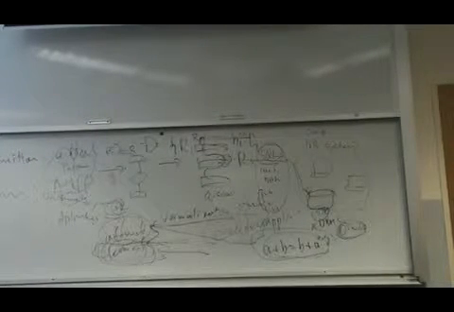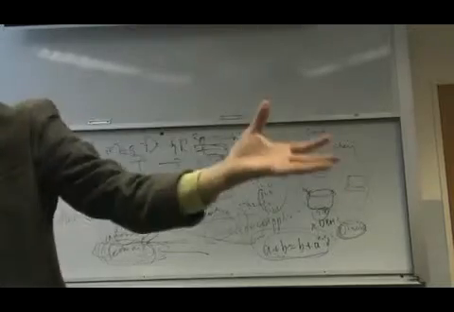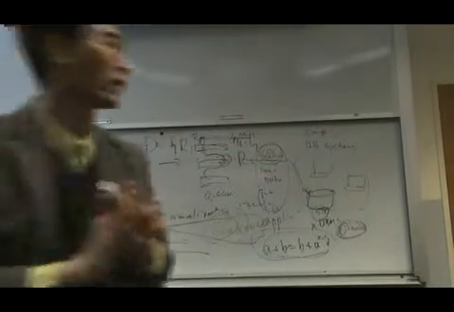So this room is for undergraduate. This room is for graduate. This room is non-computer science. That's much easier to manage. It's the same thing in the database.